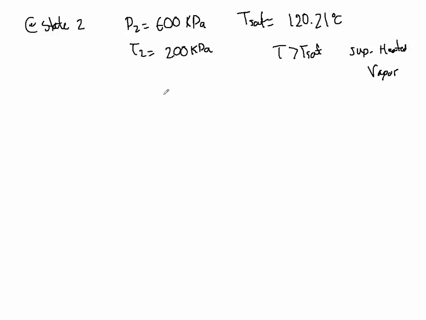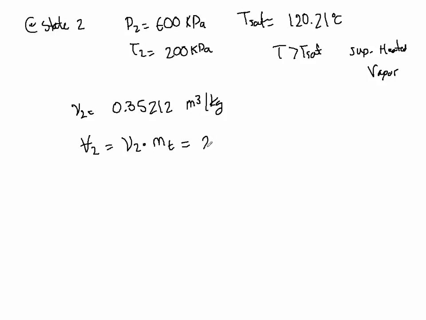If we go back to the table, we're going to see that the value of v2 is equal to 0.35212 meter cubed per kilogram. Therefore, to find the final volume, we take the specific volume, v2, and multiply it by the total mass that we found in the previous step. And that is going to give us 2.604 meter cubed.